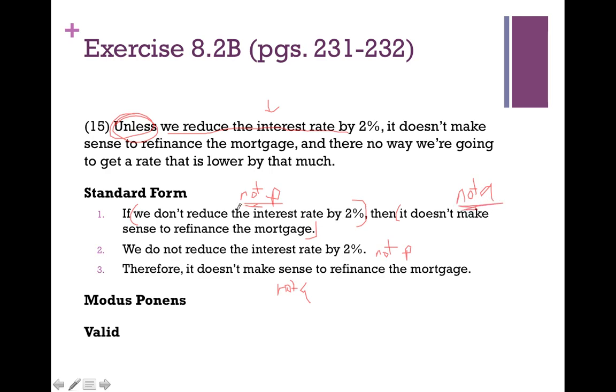Whenever you have an instance of modus ponens, what you're doing is you're affirming the antecedent, which is perfectly okay to do. And you are saying that this is true. You're saying if not P, then not Q. You're saying, well, not P is true, therefore not Q must be true. So we are, in fact, affirming the antecedent.